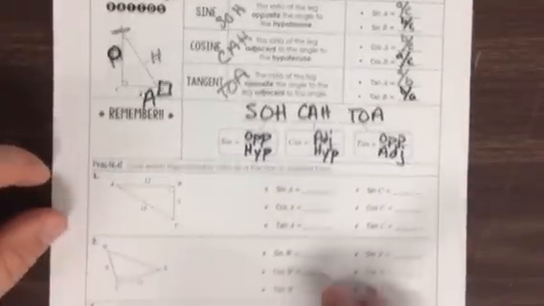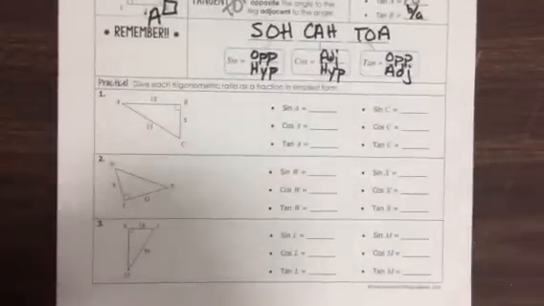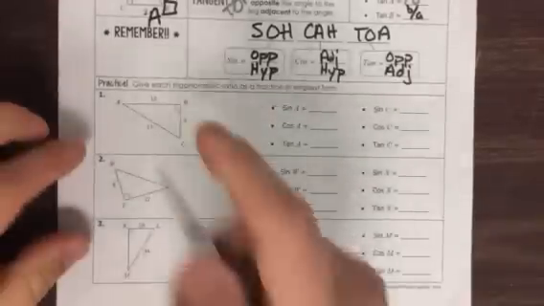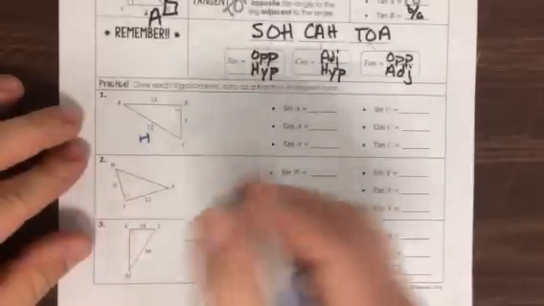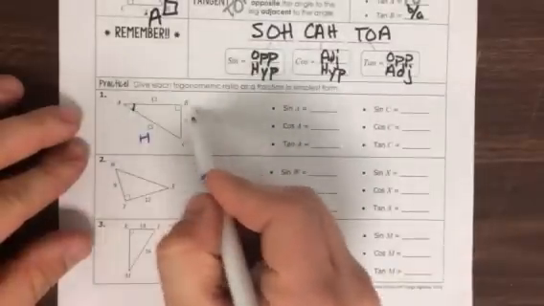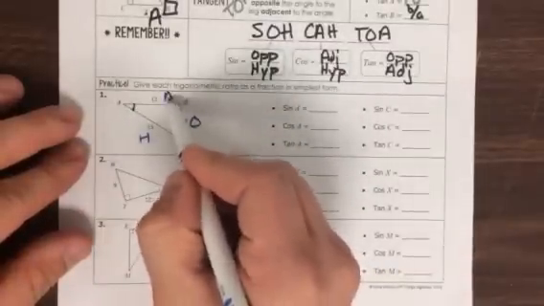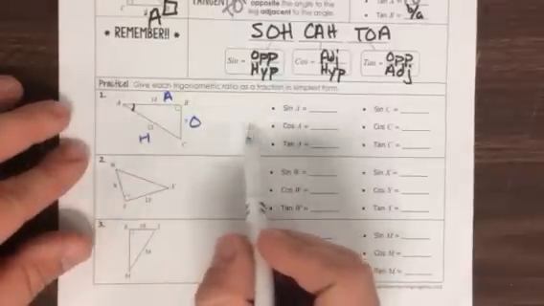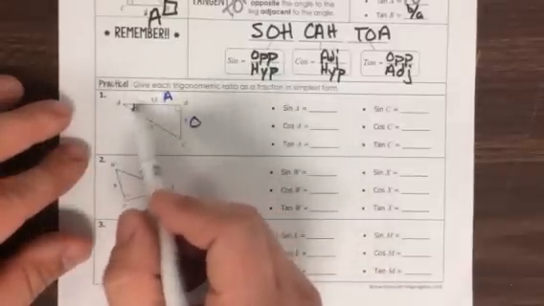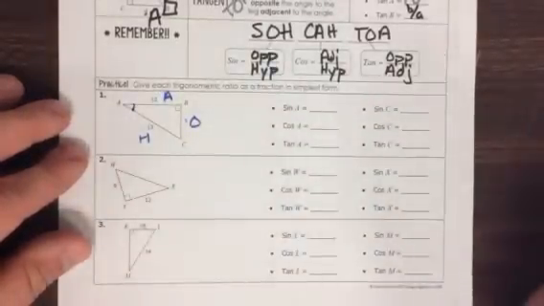So looking down at example number 1. Looking at everything in terms of A. This side would be my hypotenuse. In terms of A, this would be the opposite. This would be the adjacent. It is opposite because it's across from. It is adjacent because it is next to or touching.